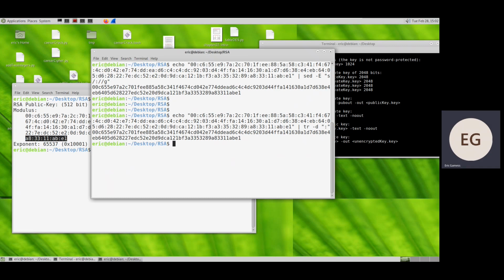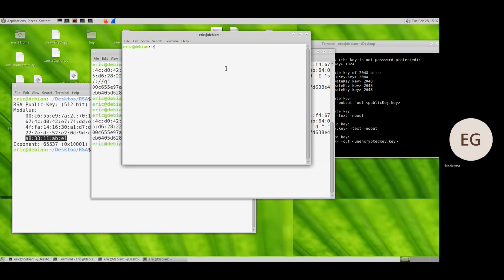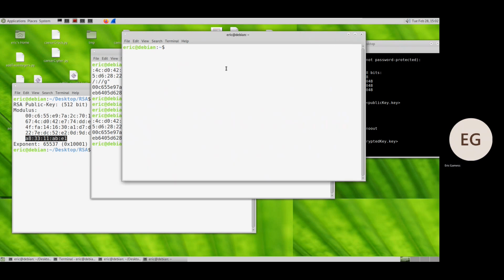So if I want to put this integer in Python, what can I do? I want to put this integer in Python. So let me call python3.